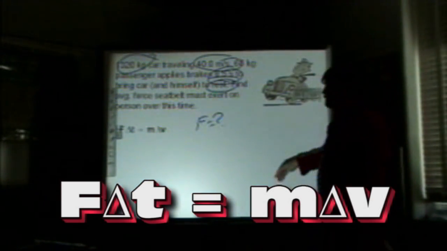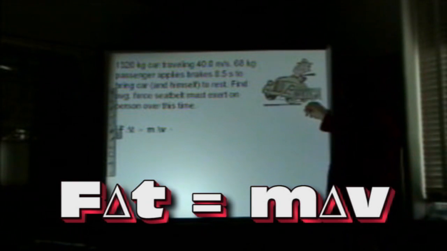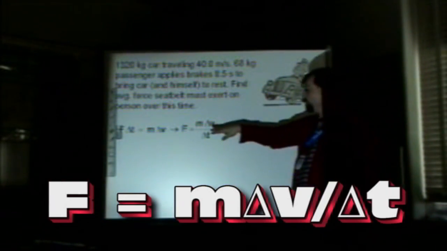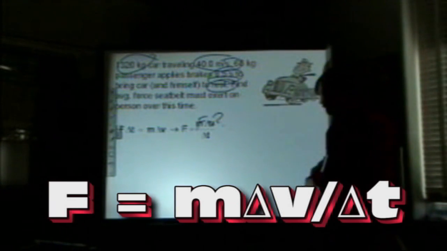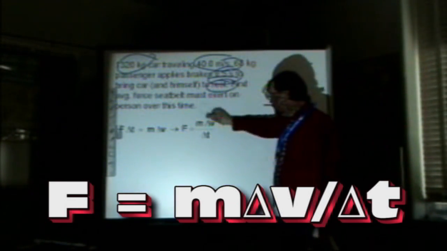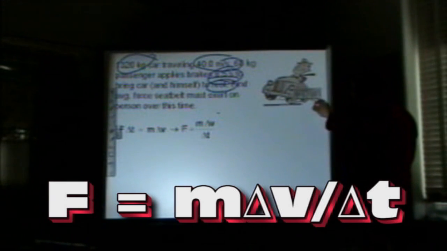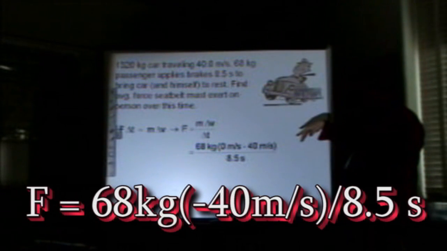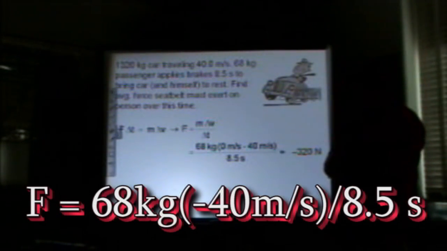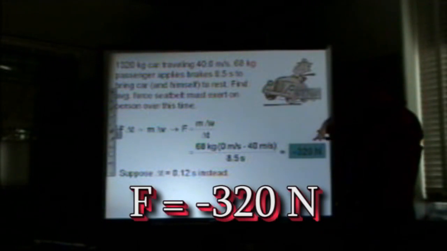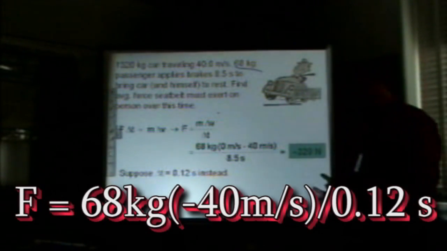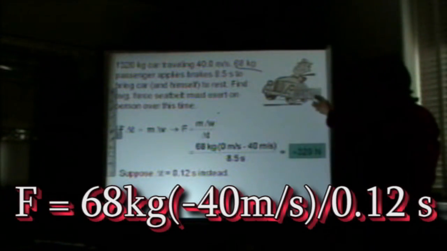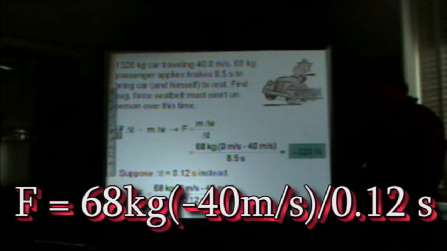Force times the change in time equals mass times the change in velocity. So the force we're looking for is the mass times the change in velocity divided by the change in time, the time period. And we put our numbers in there, and we get an answer. All right. Suppose that the time was 0.12 seconds instead. Wow. Yep. So what we end up with is a very large force.